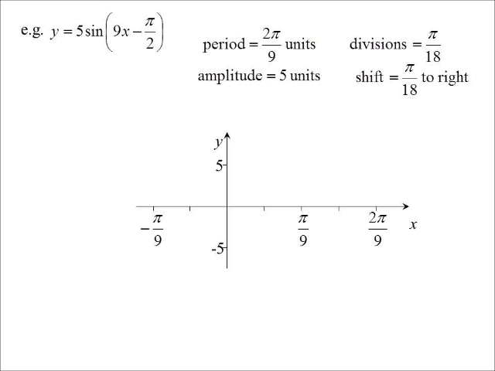Now, normally with a sine curve, I would start at the origin. But we have shifted pi on 18 to the right. So I'll start at pi on 18. But other than that, it does like a normal sine curve. It'll go up to the amplitude.